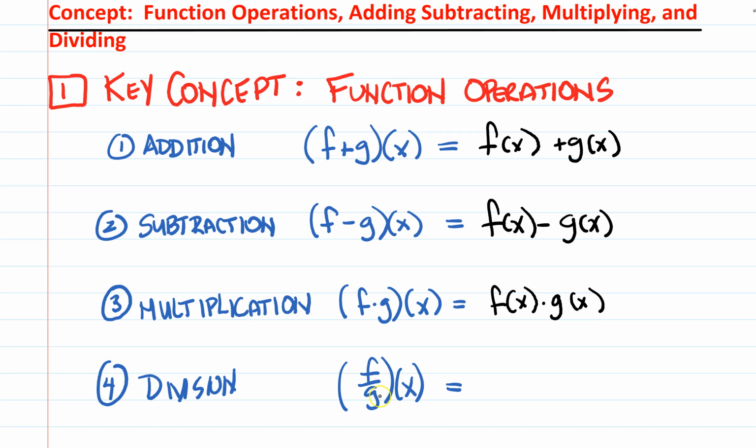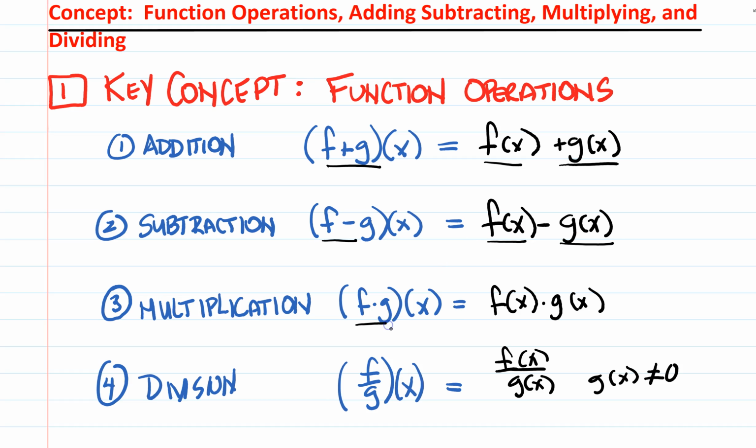And division: f divided by g of x is f of x divided by g of x, everywhere that g of x, of course, is not allowed to be 0. So f plus g of x is the same as adding individually, f minus g of x is the same as subtracting individually, f times g of x is the same as multiplying individually, and f divided by g of x is the same as dividing individually, provided that g of x is not 0. These are the key concepts, and I'm going to be working with them throughout the lesson. Hopefully this is not a major review for you.